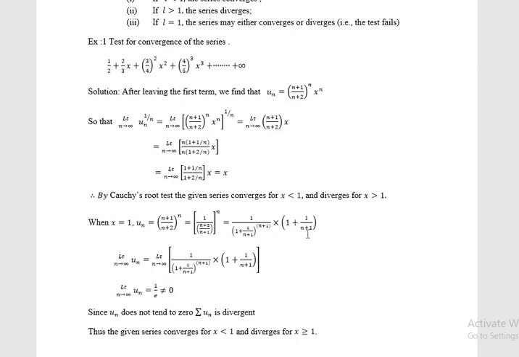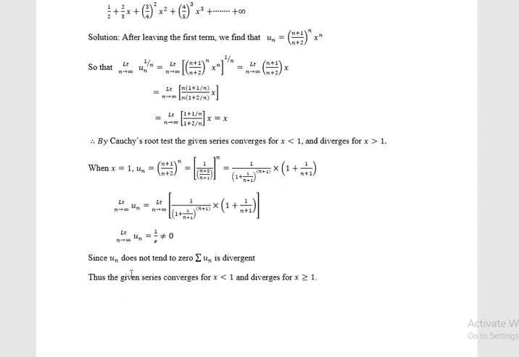That is, the limit on the right hand side: in brackets the first term is 1 by (1 + 1/(n+1))^(n+1), into the second term 1/(1 + 1/(n+1)). Introduce the limit for both terms: the limit of the first term is 1 by e and the limit of the second term is 1. Their product is 1 by e. It is non-zero. Since un does not tend to 0 as n approaches infinity, the series is divergent. This is the concept of divergence of the series Σun.